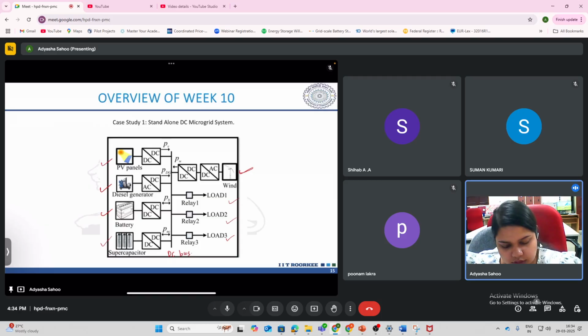So we have seen that here we are using a hybrid storage system, that is both battery and supercapacitor. So do you remember whether battery was a high energy density type or a high power density type storage? And what was the concept of hybrid energy storage system? Can you recall?